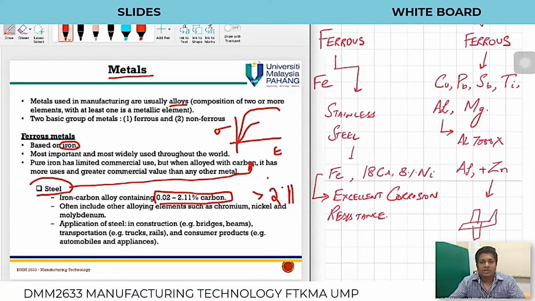So there are two types of steel usually. One is called low carbon steel, medium carbon steel, high carbon steel. So steel is in the category of low carbon steel.